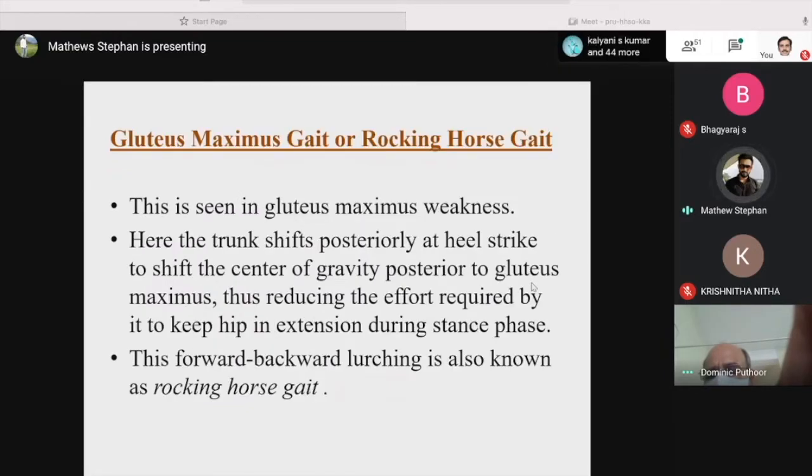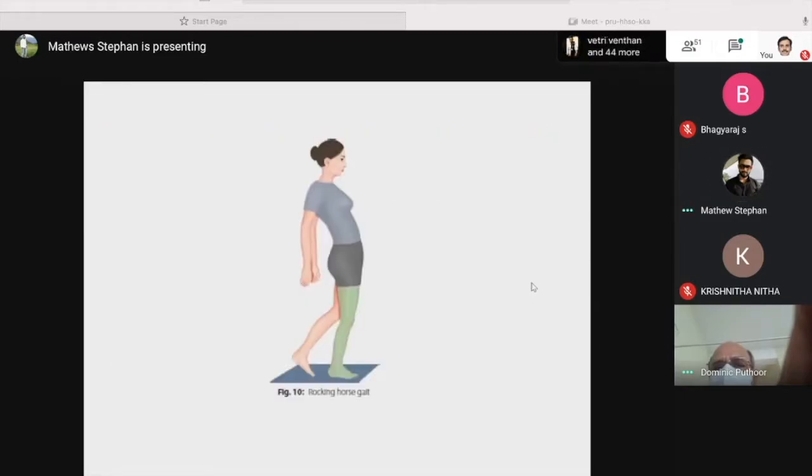Next, coming to gluteus maximus gait or rocking horse gait. This is seen in gluteus maximus weakness. Here the trunk shifts posteriorly at heel strike to shift the center of gravity posterior to the hip, thus reducing the effort required by the gluteus maximus to keep the hip in extension during stance phase. This forward-backward lurching is also known as rocking horse gait. So this is the image showing the rocking horse gait, or gluteus maximus weakness gait, where the patient will be bending forward and backward to compensate for it.